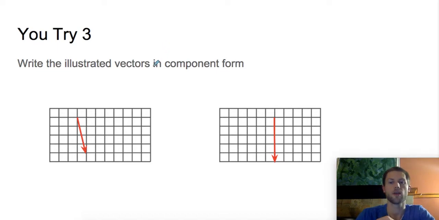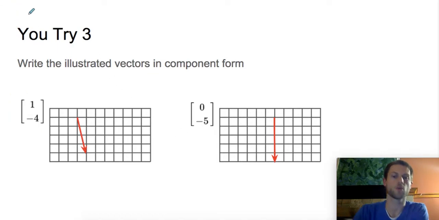Why don't you try another example? Now this one, we are starting with the vectors, and I want you to come up with the component form with this bracket notation to figure out how to describe both of these two vectors. And here's what those answers look like. So hopefully you got it.